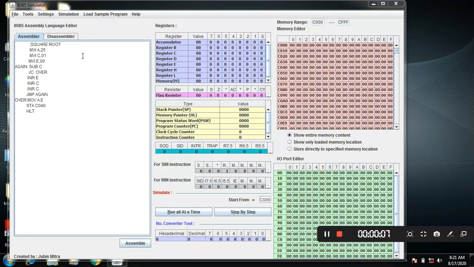So, square root of an 8-bit number. Now I am taking 8-bit data, that is, MVI A, 25. Move immediate A comma 25. This is the 8-bit data to find the square root of 25.